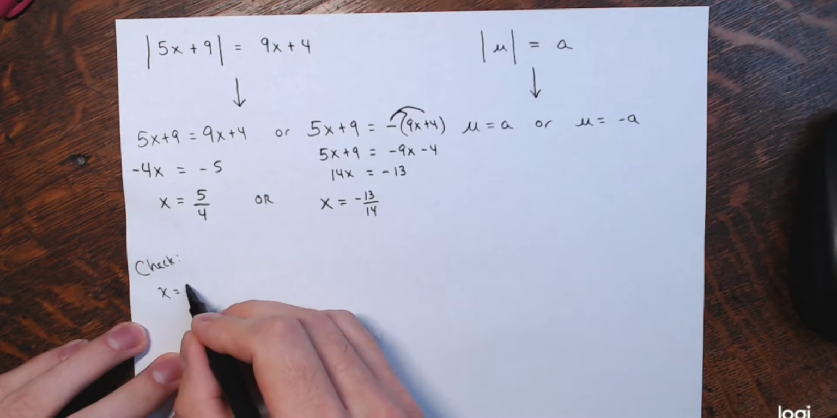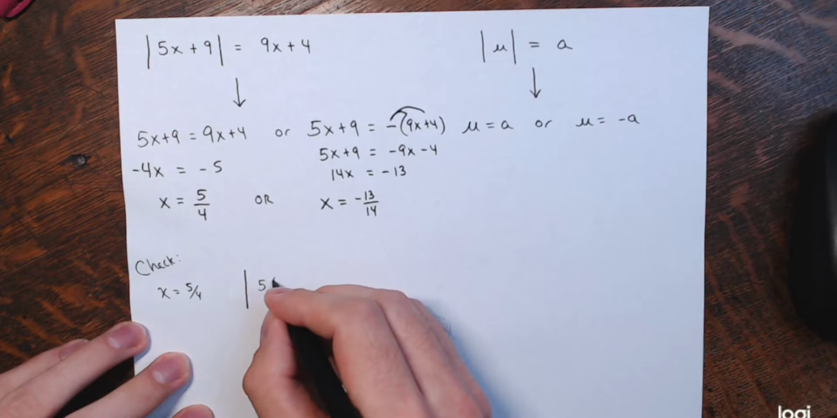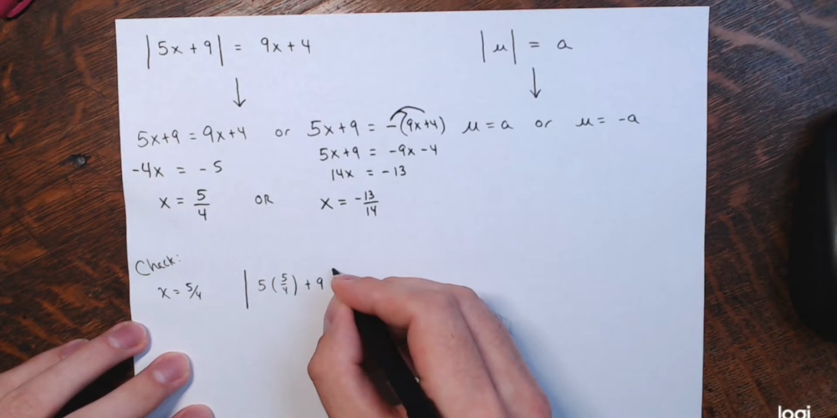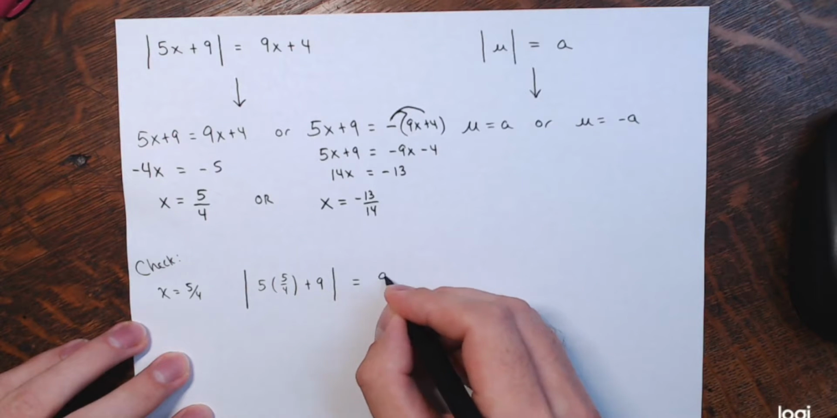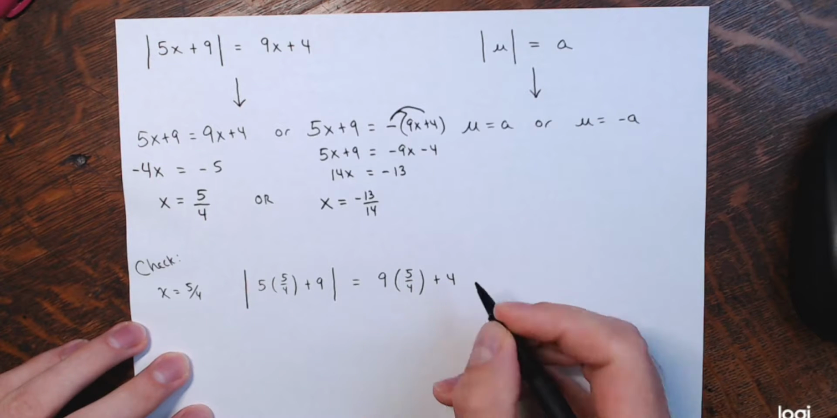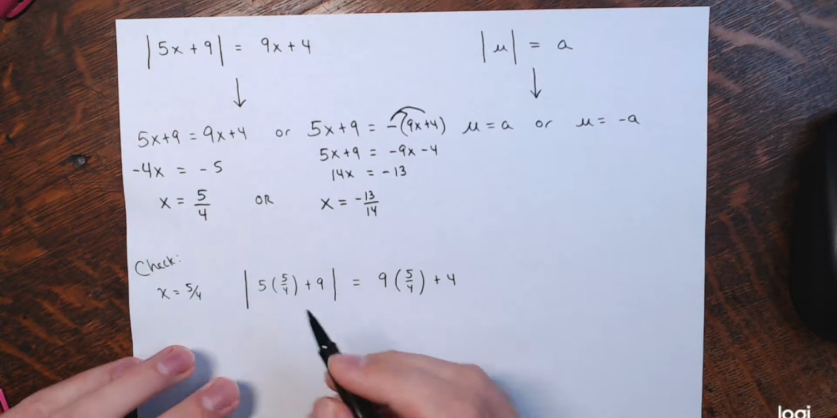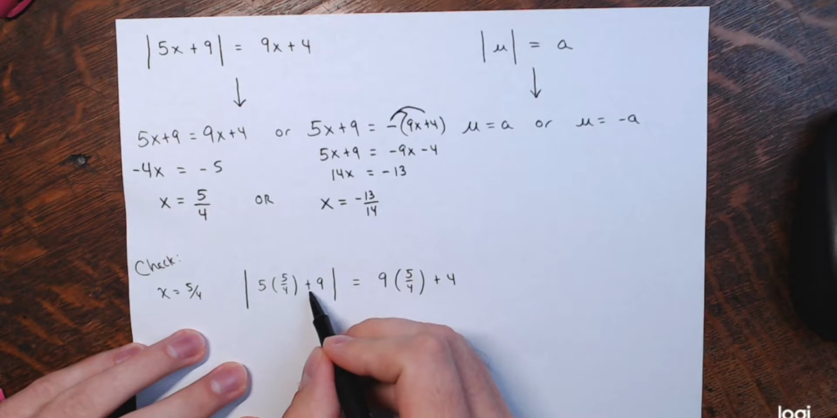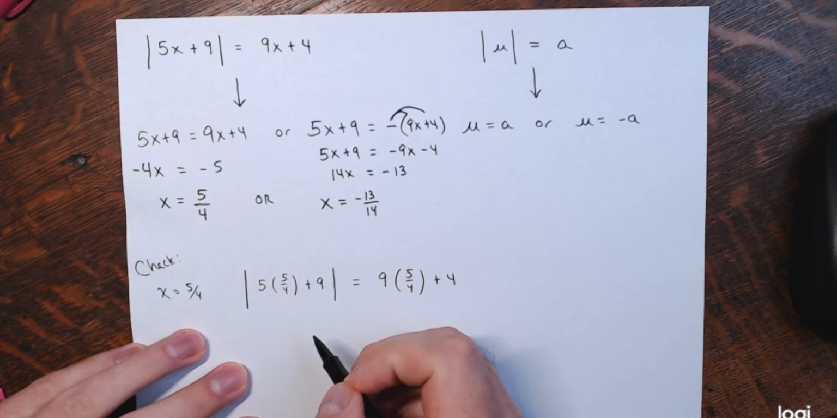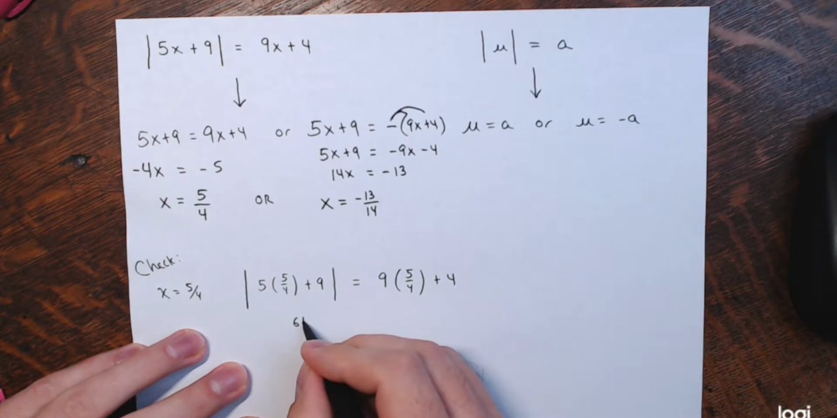All right, let's check the solutions. So x equals 5/4. So is the absolute value of 5 times 5/4 plus 9 equal to 9 times 5/4 plus 4? And again, I'm going to do the arithmetic in my head and just tell you what it is at the end. So this is 25/4 plus 36/4. 25 plus 36 would be 61.